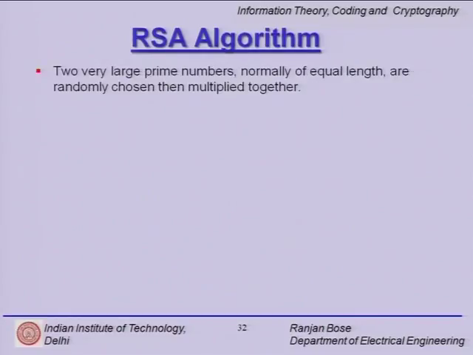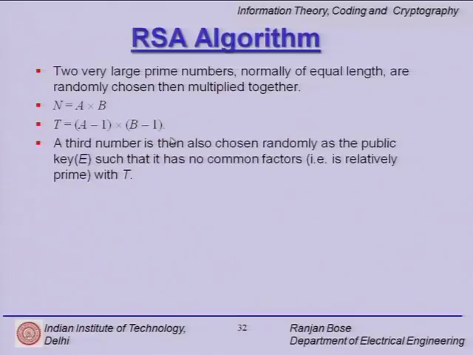So, how do we make this RSA algorithm work? The algorithm is as follows: two very large prime numbers. Large? How large? Are there enough large prime numbers? We will ask those questions, but let us assume that there are enough large prime numbers. So, we pick two of them. Two very large prime numbers, normally of similar lengths, are randomly chosen and then multiplied together. So, a and b are multiplied to get n, and then we get another number t as a product of a minus 1 times b minus 1.